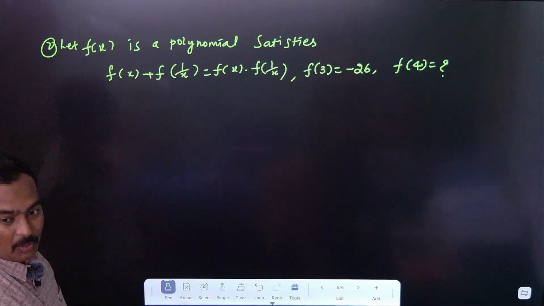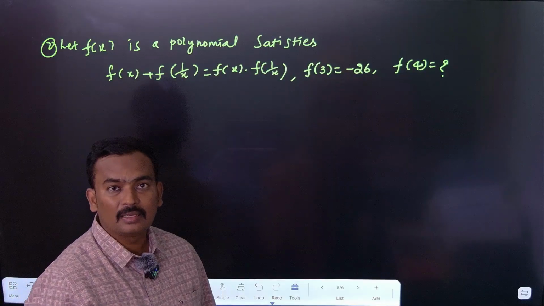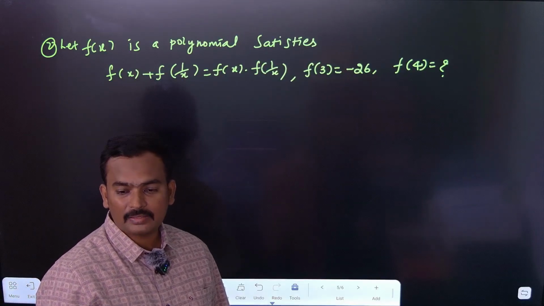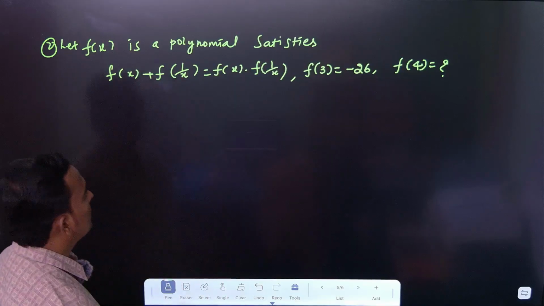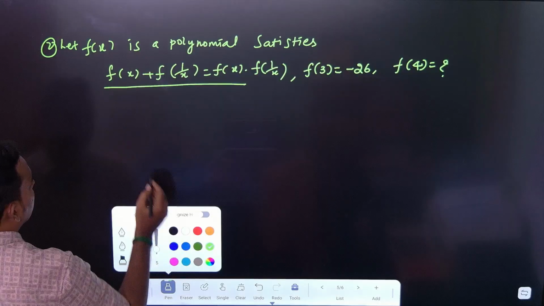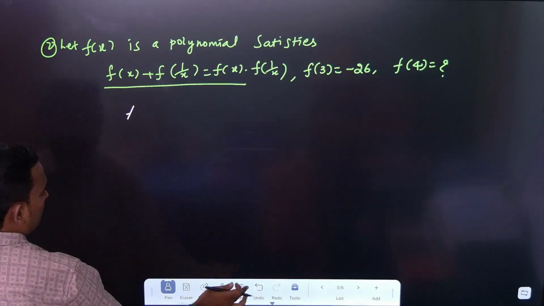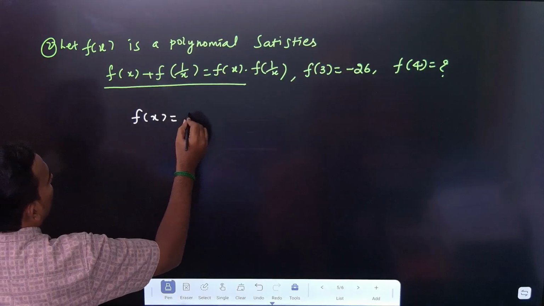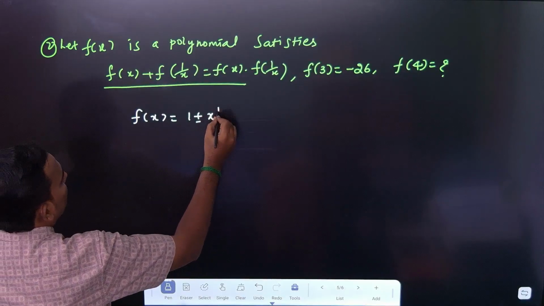Okay, how to do this question? You can see we already discussed that fifth property, f of x into f of 1 by x is equal to f of x plus f of 1 by x. Which function is suitable for this condition? We already discussed it, fifth property. So the suitable function here is f of x equal to 1 plus or minus x to the power n.